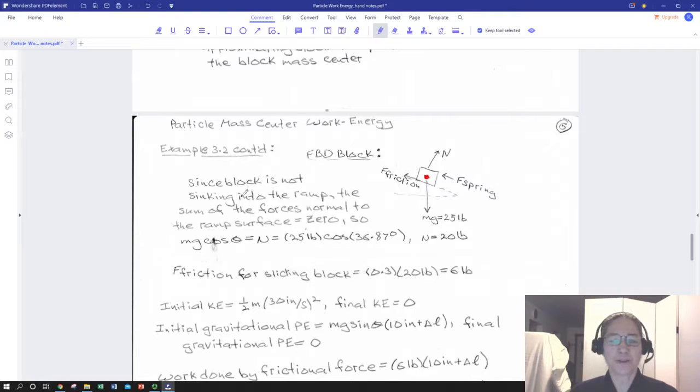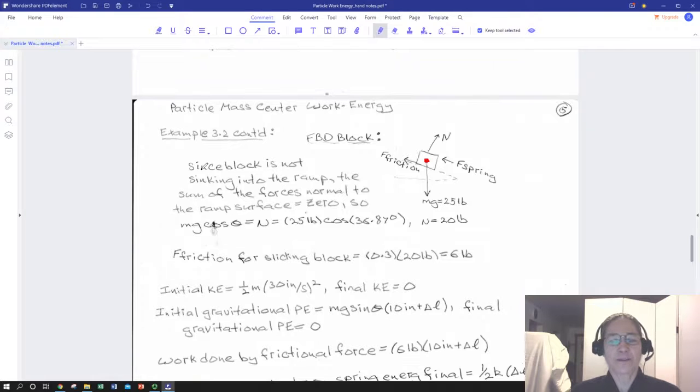So starting with normal to the ramp, we can simplify our lives and give ourselves an expression for friction by noticing that the block is not moving normal to the ramp. So the sum of the forces in the perpendicular to the ramp direction are actually zero. So there's no acceleration up out of the ramp or down into the ramp. So we can equate that force sum to zero. Statics problem in the normal to the ramp direction. So that gives us mg cosine theta equaling the normal force.